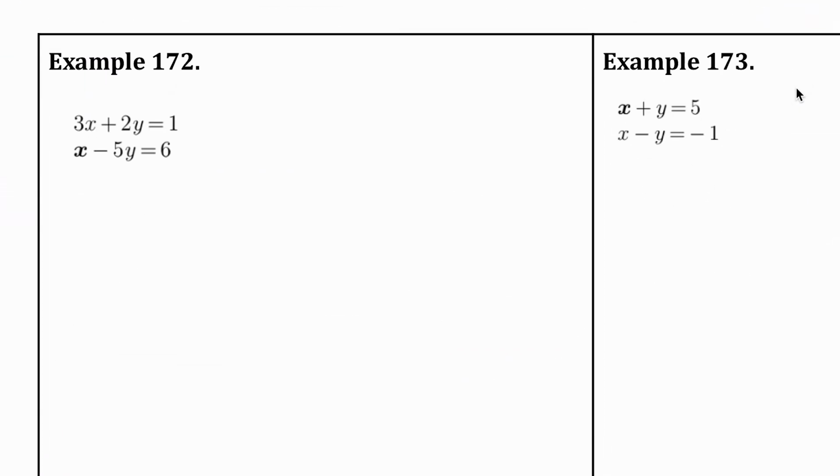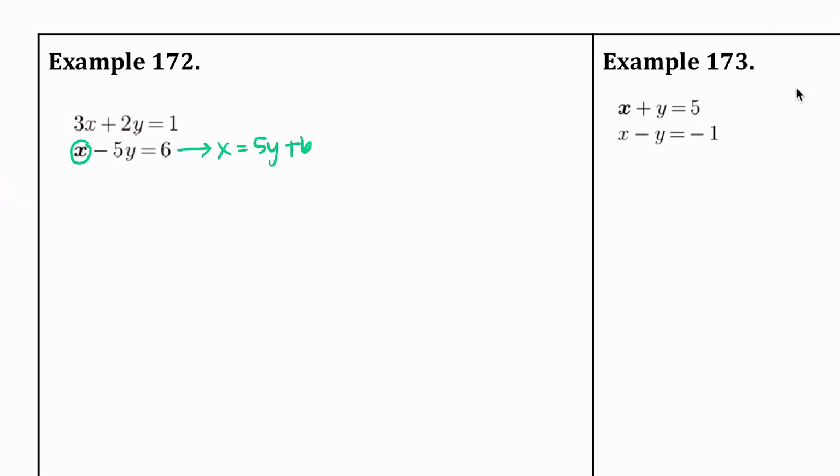Looking at example 172. Notice here we have two equations where we do not have a variable isolated. We don't have an equation that says x equals or y equals, and that's what we're looking for when we're starting to substitute. But if you notice here, we do have this x that's kind of bolded there, that doesn't have anything in front of it. So this is pretty easy to get isolated. If we want to get our x isolated, I'm going to add 5y to each side. And I'm just going to rewrite this equation as x equals 5y plus 6.